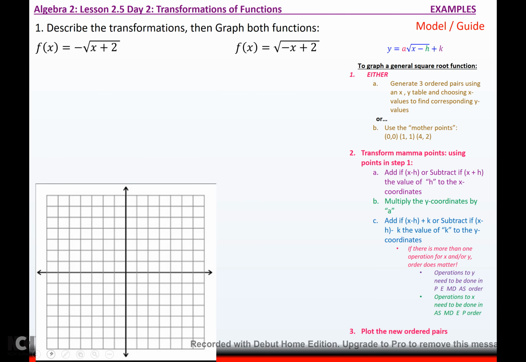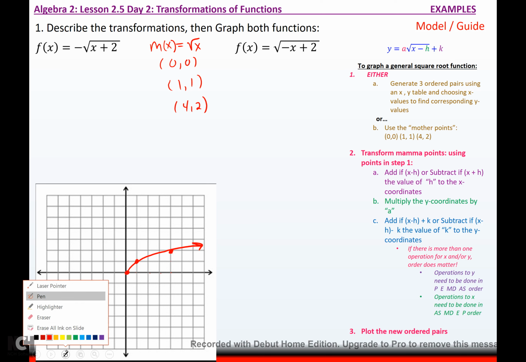Alright, so it says describe the transformations, then graph both functions. Mother, since we're doing square root, let's call her m of x, mother would be the square root of x, which passes through (0, 0), (1, 1), (4, 2). Those are the 3 points that I memorized. There's mother in red. Okay?